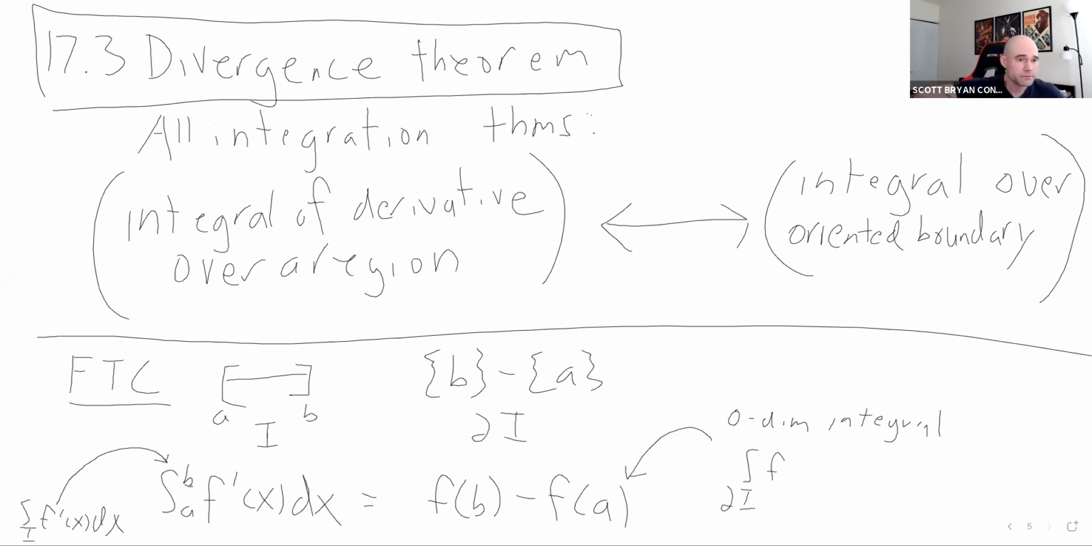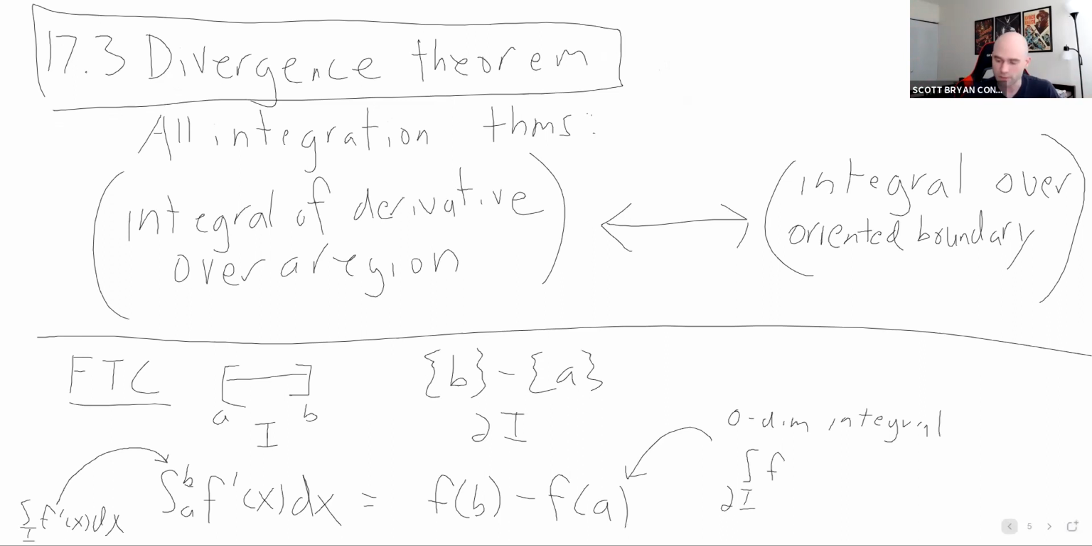So the integral of the derivative over an interval is equal to the integral of the function over the oriented boundary. So that's why it's f of b minus f of a, because the oriented boundary is the endpoint b minus the starting point a. So that's how we put the fundamental theorem of calculus in this setting.